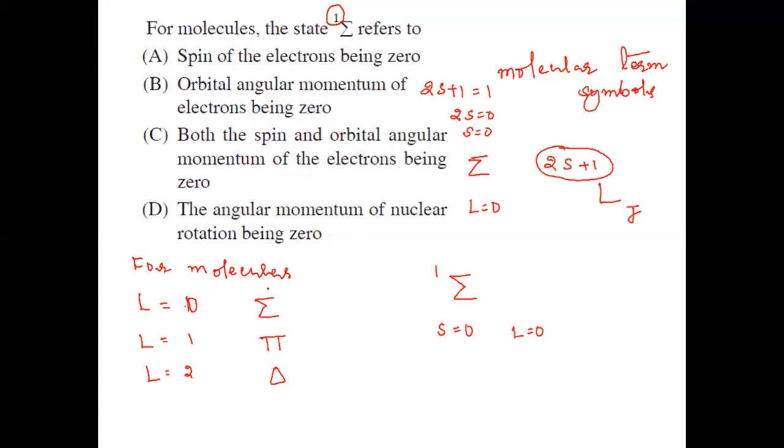For L equal to 0, we use the sigma term. For L equal to 1, we use the pi term. For L equal to 2, we use the capital delta term. So from this symbol, we get the value of the total molecular orbital angular momentum. From this sigma, the molecular orbital angular momentum is 0. So for this term, both the spin and orbital angular momentum of electrons are 0. The correct option for this is C.